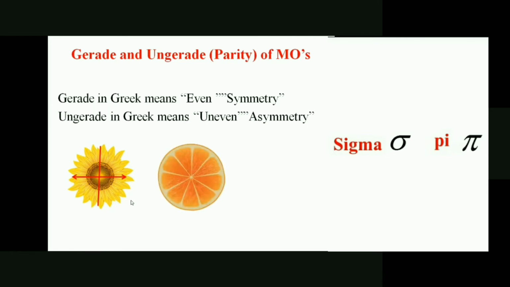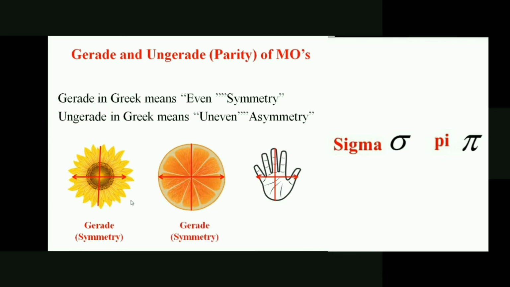Similarly, if we take the example of a lemon, this is a half-cut lemon. This is again a very symmetrical structure, because if I draw a line from the center to its periphery, the distance will be the same. That's why it is symmetrical. Now, let's relate these two examples with this one. This is our palm. Is it symmetrical? No, it is not symmetrical because we cannot have equal distance from the center of the palm to the periphery. That's why this is unsymmetrical. So the first structure is gerade, symmetrical. The second structure is again symmetrical, and the third is ungerade, asymmetrical.